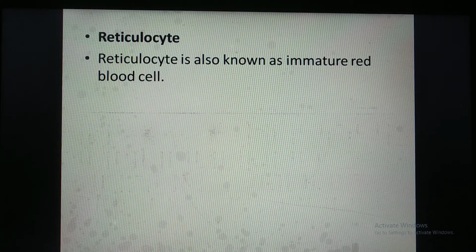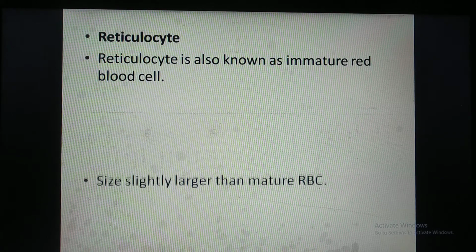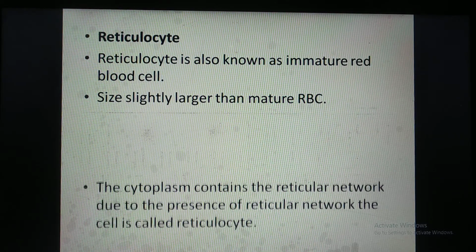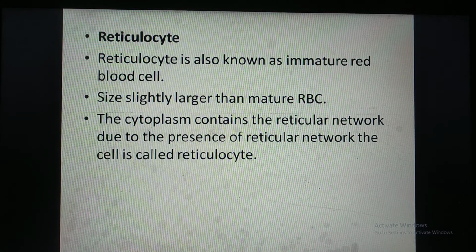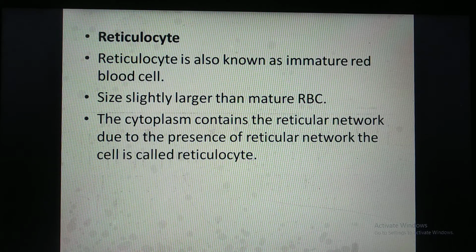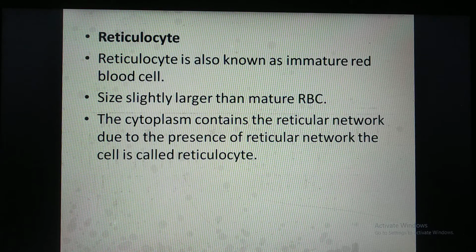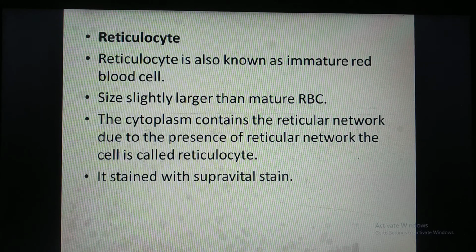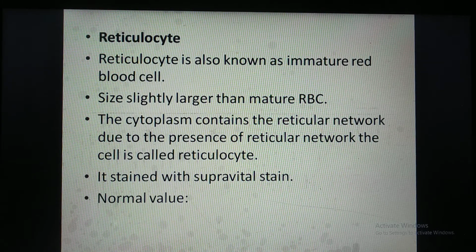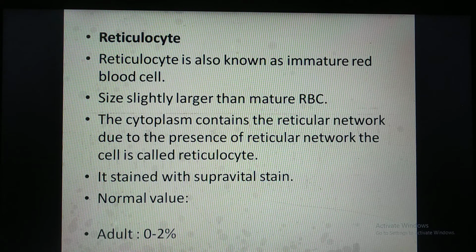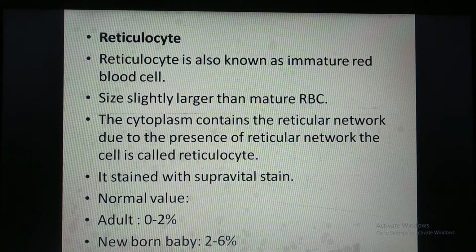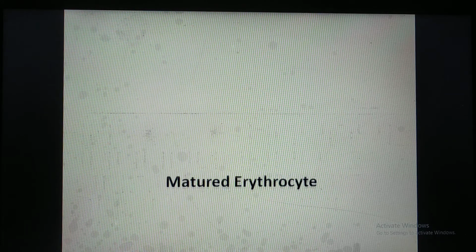Reticulocyte is also known as immature red blood cell. Size is slightly larger than mature RBC. The cytoplasm contains the reticular network. Due to the presence of the reticular network, the cell is called reticulocyte. It stains with supravital stain. Normal value of reticulocyte: adult 0 to 2%, newborn baby 2 to 6%.